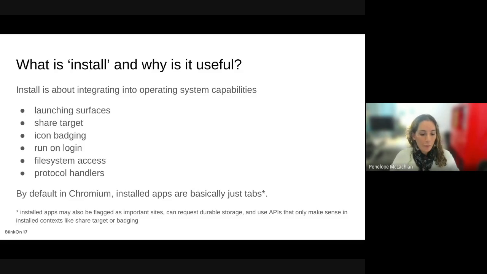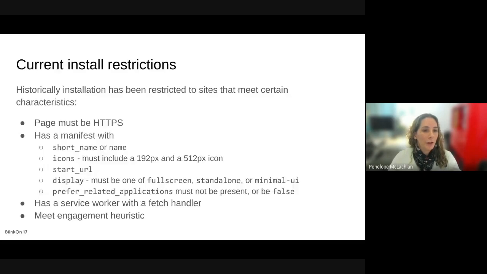There are a few little things here and there, like for example, badging APIs don't really make much sense outside of the installed context. And installed apps also get flagged as important sites, which can be important for things like media autoplay and sort of side features. But right now, we don't gate very much on install. They're mostly just tabs. So there are some restrictions around what apps are installable as well.